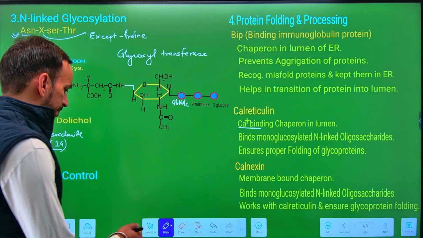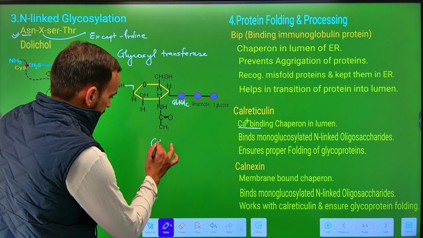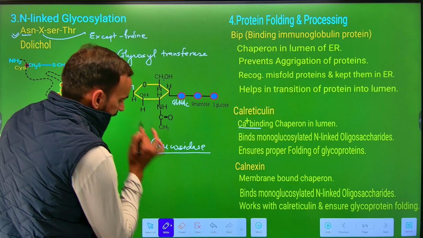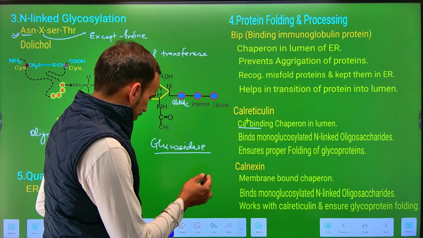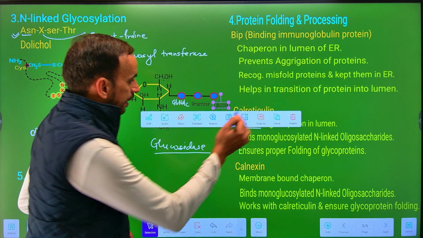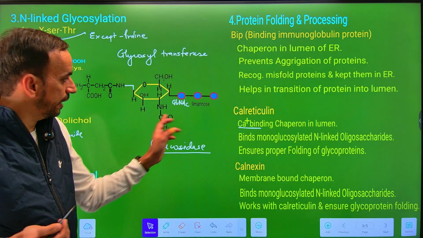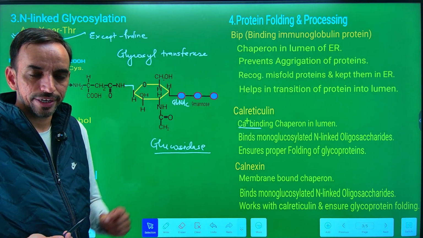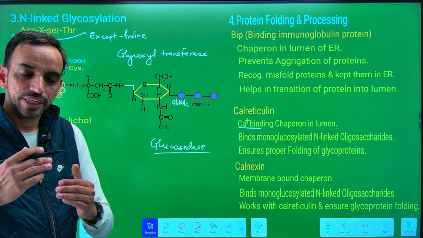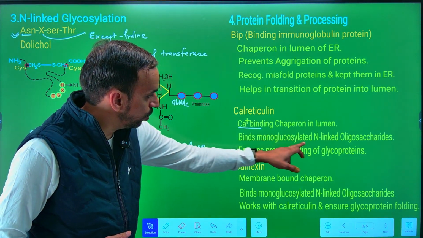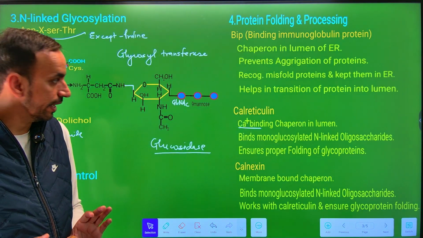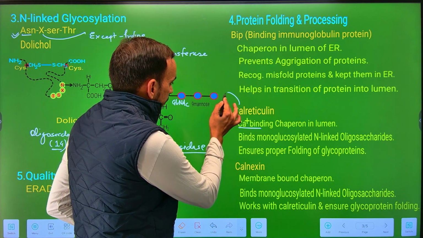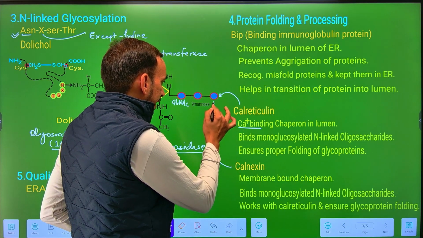Within the lumen, we have another enzyme in the form of glucosidases, and these glucosidases generally cleave the terminal glucose. And if there is a cleavage of two glucose and only one glucose is left in this oligosaccharide, then calreticulin can recognize this monoglucosylated N-linked oligosaccharide. Then there is a binding of calreticulin as well as calnexin.